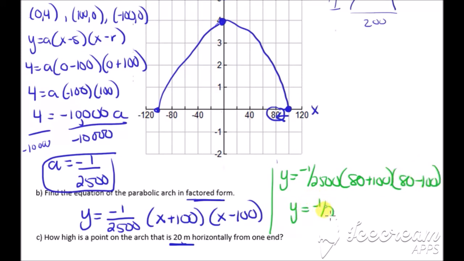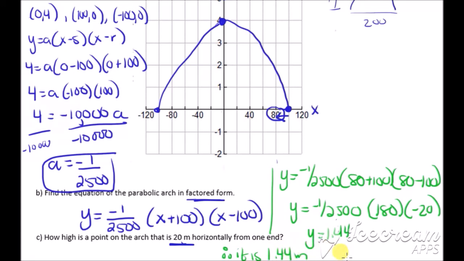So we're going to get 180 times negative 20. Okay, so 180 times negative 20, and we're going to go times negative 1 divided by 2500. I get 1.44. And let's just round it to that. So therefore, it is 1.44 meters high. And that's how we can use the equation that we find.